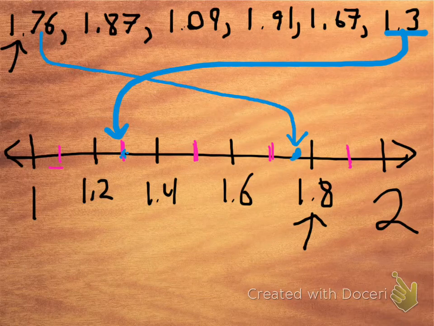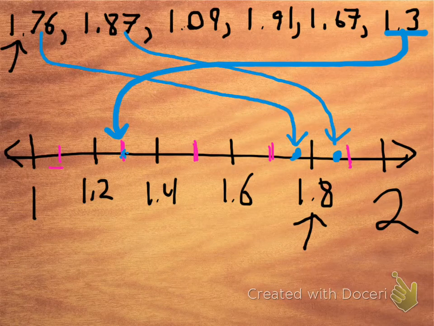1.87, well, the pink mark is 1.9, almost the same idea. This one's going to be right about here. It's a little bit bigger than 1.8, and so that goes right there. Okay?